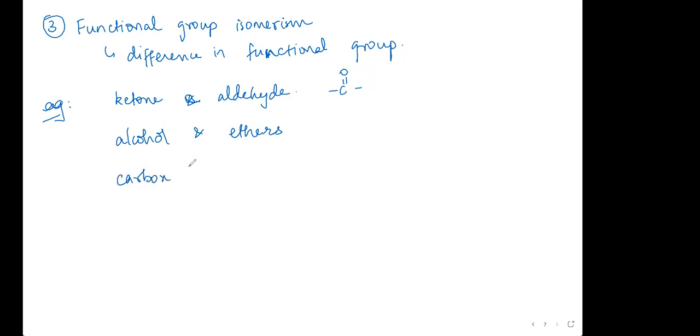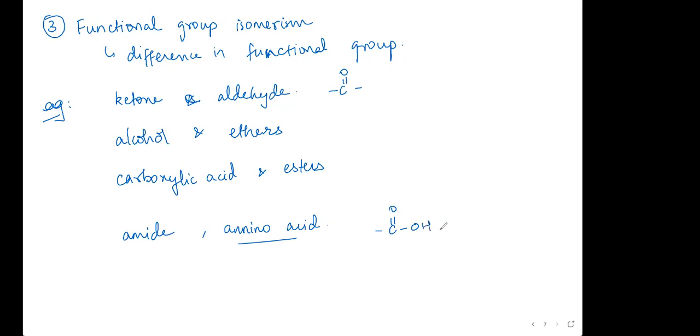Both have that COO part of it common. So these are like the most simplest and direct ones. Apart from this, you may also consider amide and an amino acid. So both have this C double bond O part of it. Oh no, this won't be because in amino acid there'll be an extra OH. So never mind, not this.